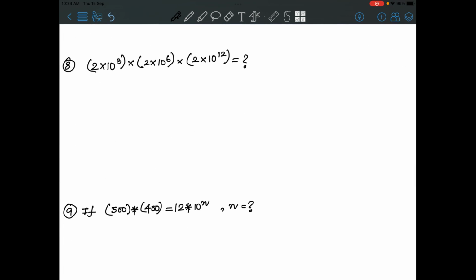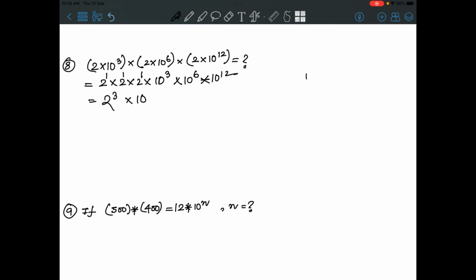The next problem is quite easy: 2 into 10 to the power cube, into 2 into 10 to the power 6, into 2 into 10 to the power 12. Now what are we going to do? We will multiply 2 into 2 into 2, and the powers of 10 we will take together: 10 cube into 10 to the power 6 into 10 to the power 12. Now power of 2 is 1, so 2 cube into 10 to the power cube.